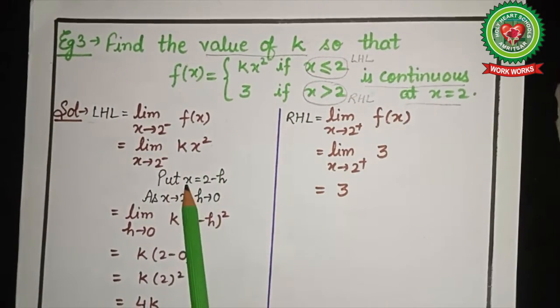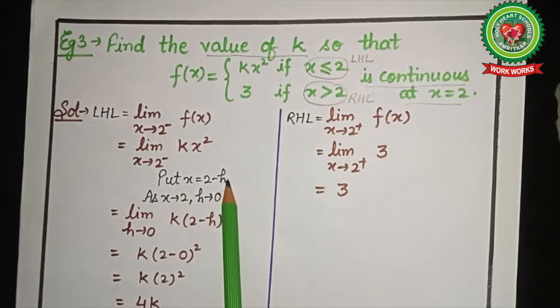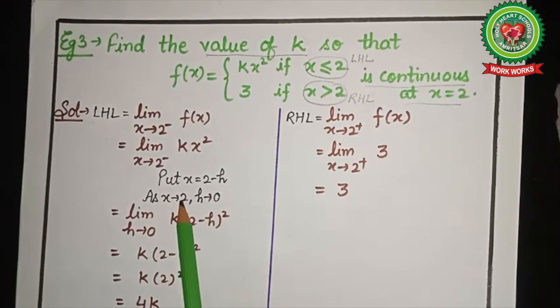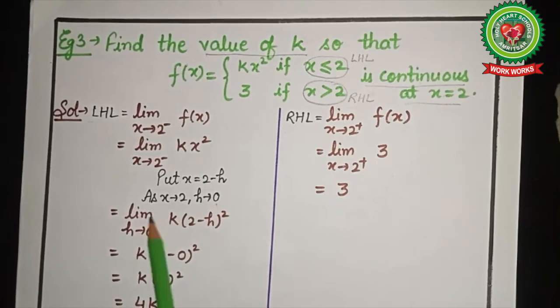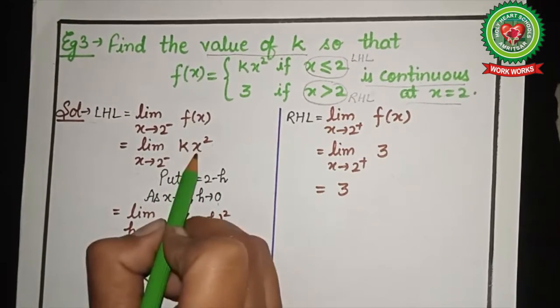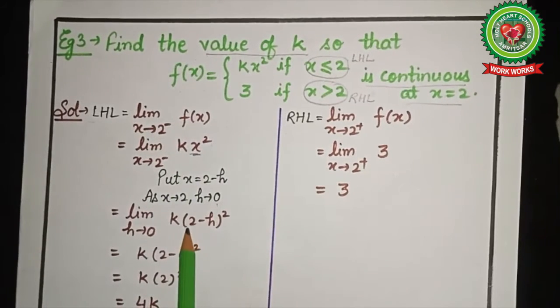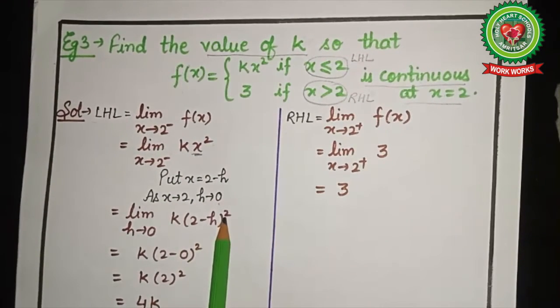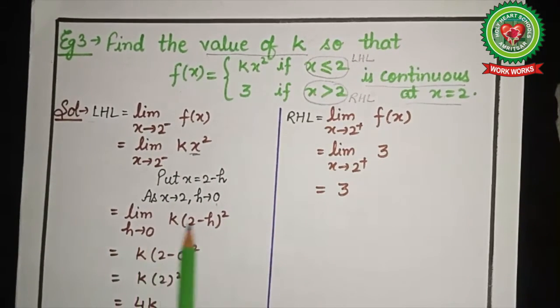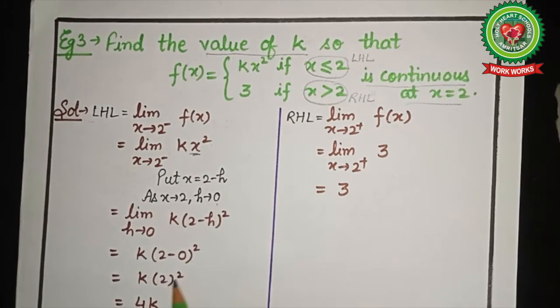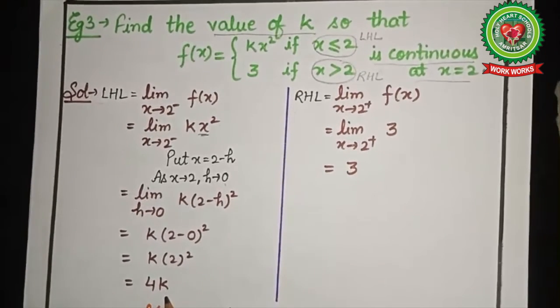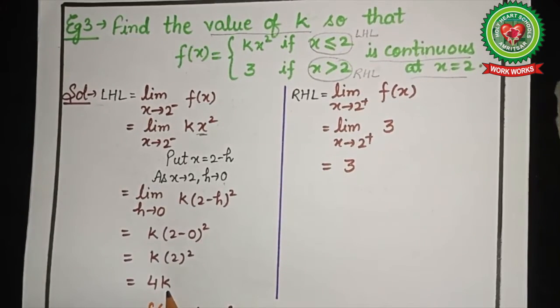Now put x equal to 2 minus h. As x approaches 2, h will approach 0. So limit h approaches 0, k into, in place of x put the value, so it is (2 minus h) whole square. Now as h approaches 0, we get k into (2 minus 0) square. On simplifying, 2 square is 4. So the answer of the left hand limit is 4k.